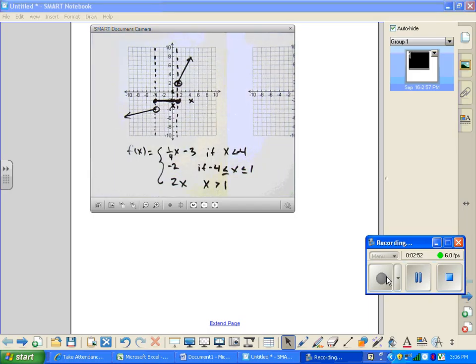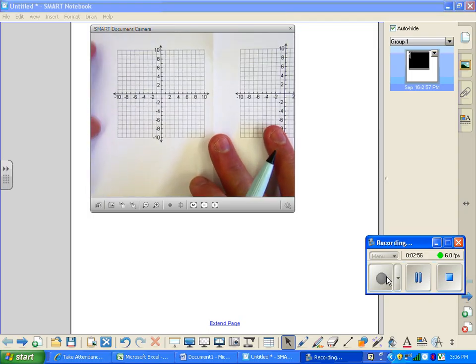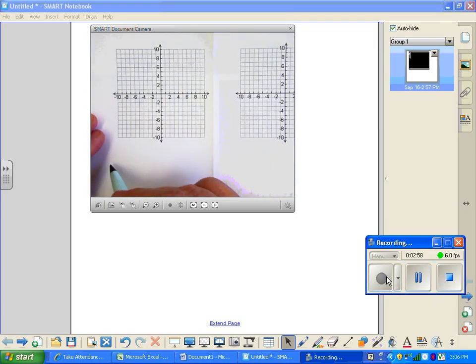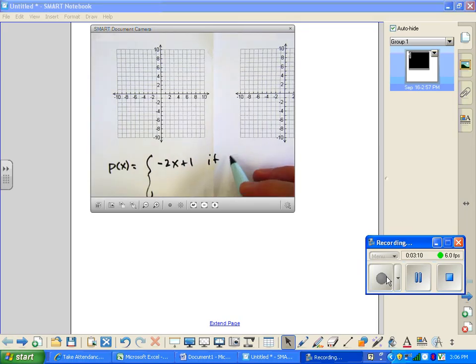Okay, let's do one more. So let's try this one. We're going to call this one P of x. First one, let's do negative 2x plus 1 if x does not equal 2, and then 3 if x equals 2.